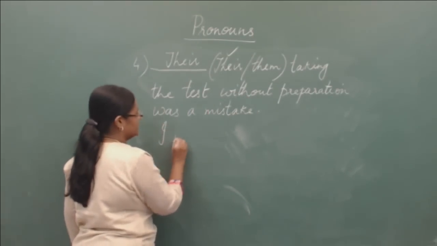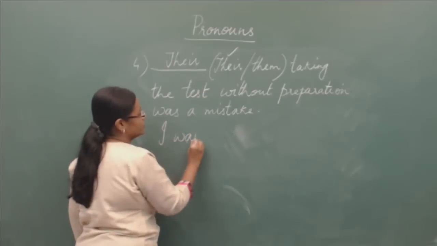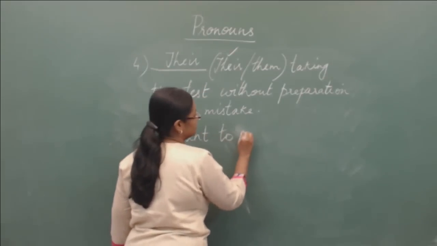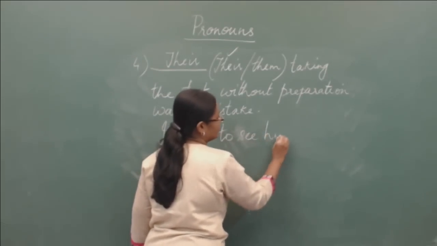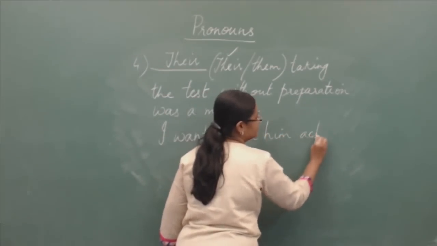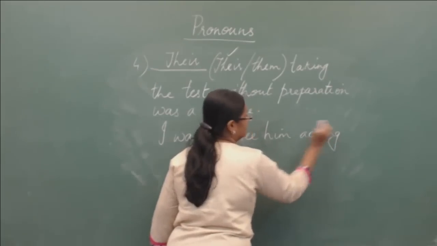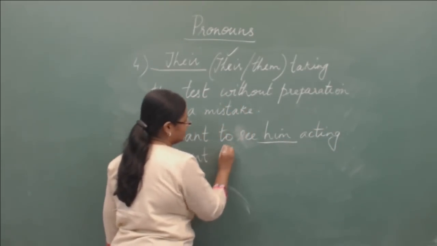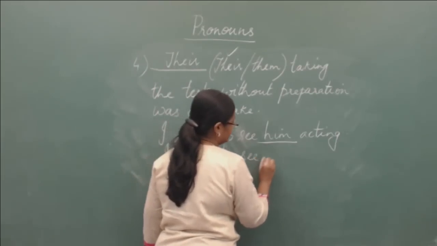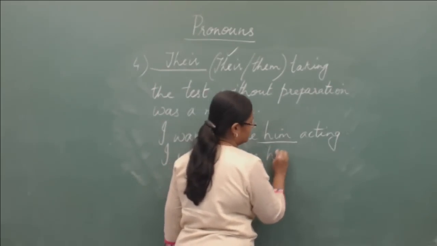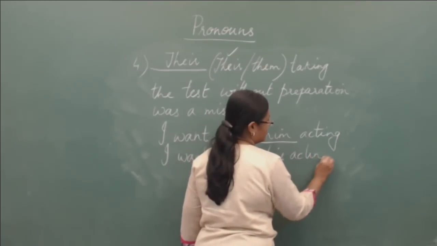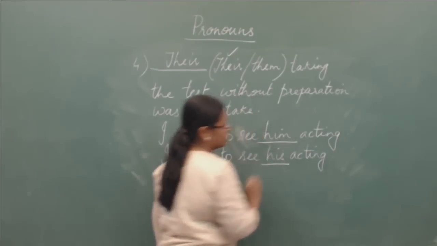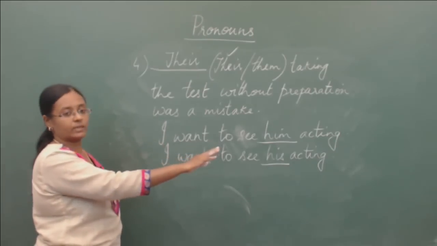Now take a simpler sentence just to make this clear. I want to see him acting. Another sentence, I want to see his acting. Do you find any difference in meaning between these two sentences? Only one word we have changed here. All the other words remain the same, you see.